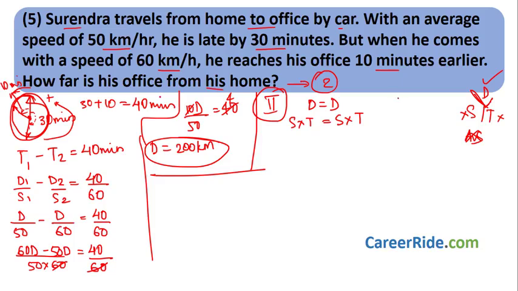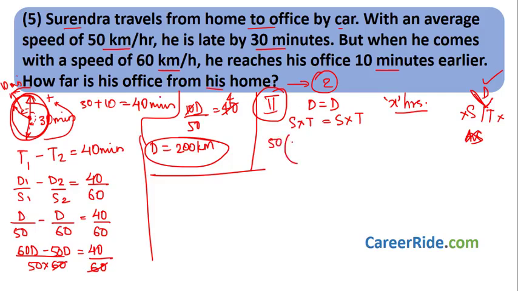Now regularly we do not know in how much time Surendra reaches his office. Let us assume that Surendra takes X hours to reach his office. So what will happen over here? Since he is taking X hours, the speed in the first case is 50.